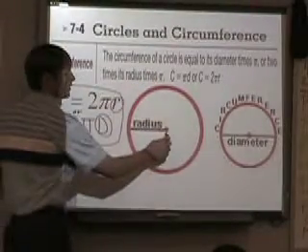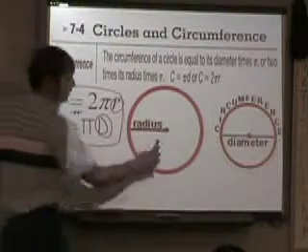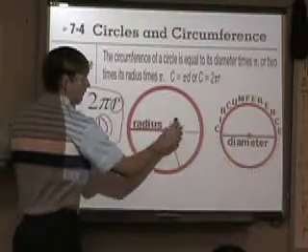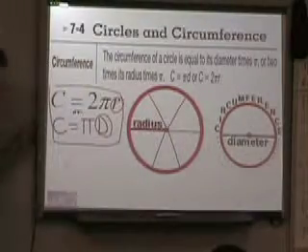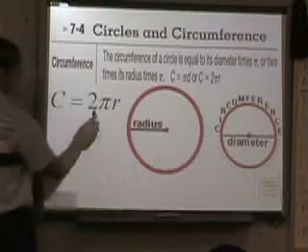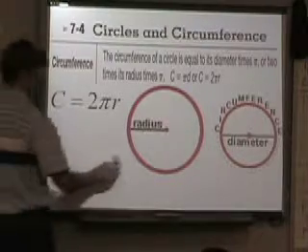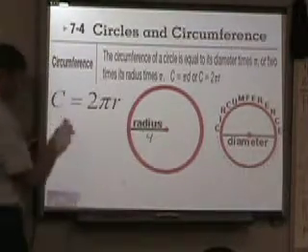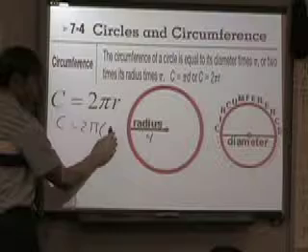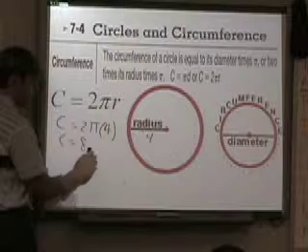The radius is the distance from the center of the circle to the outside of the circle. In a circle, the distance from here to here is the same as here to here, here to here. All these are what? The radius. So the circumference is going to be 2 times the radius times pi. So what if the radius was 4? The circumference is going to equal 2 times pi times 4, which is 2 times 4 is 8 pi.